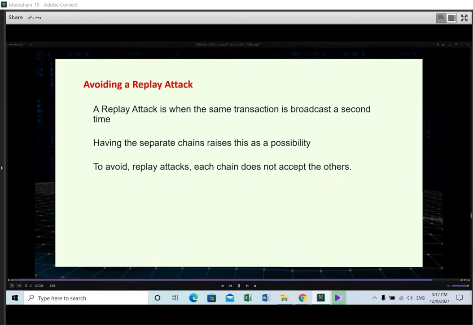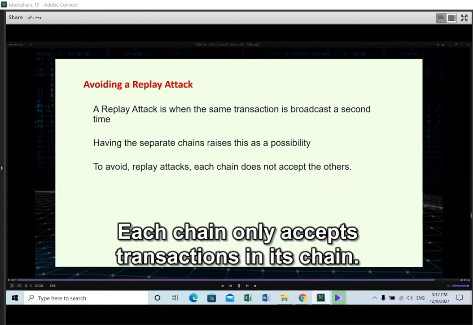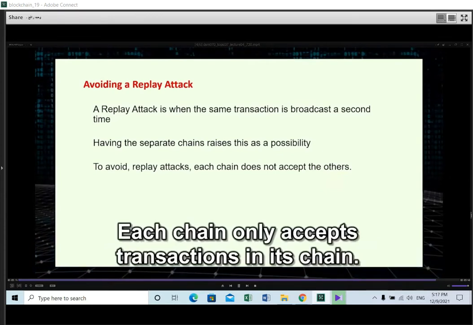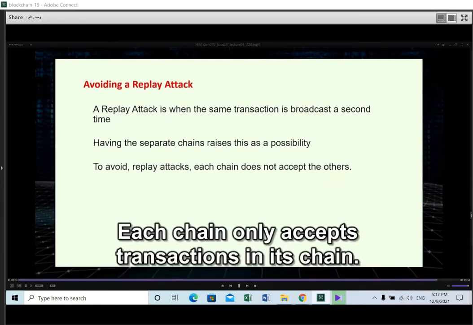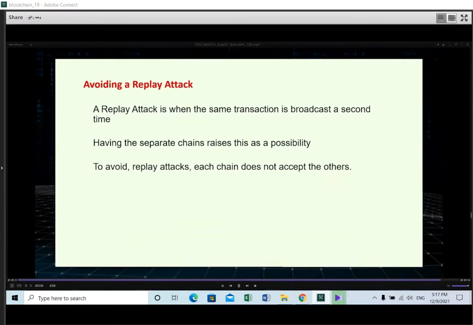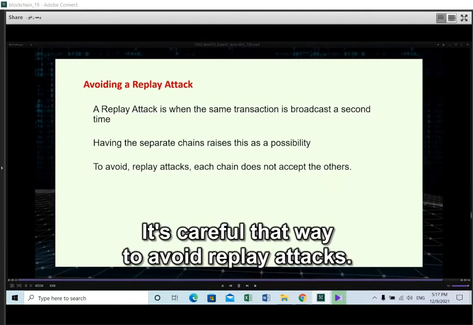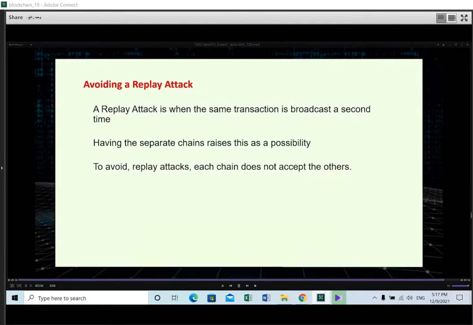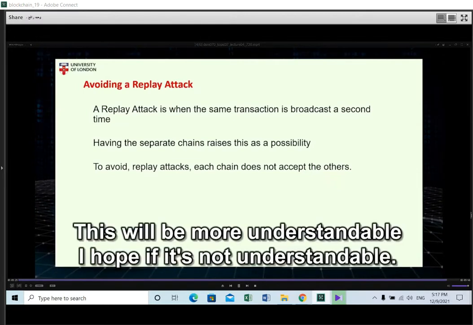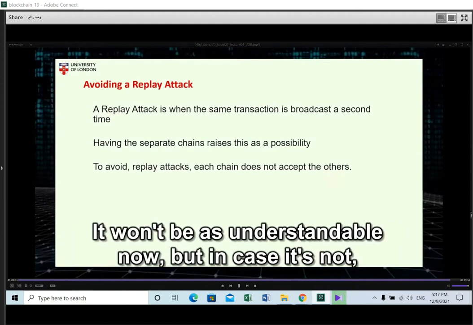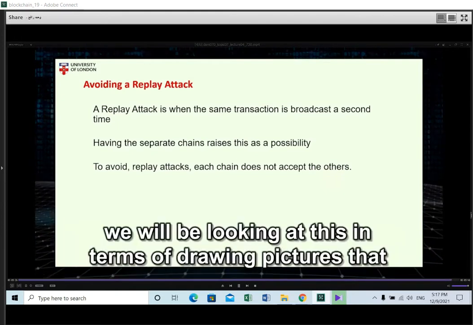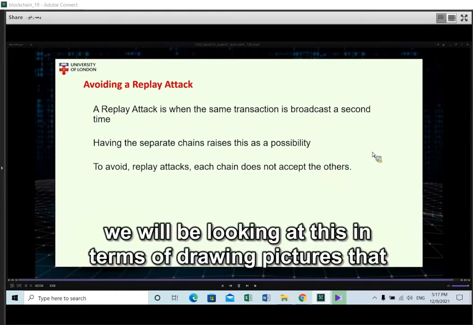Okay, so each chain only accepts transactions in its chain. So it's careful that way to avoid replay attacks. We'll see. This will be more understandable, I hope. If it's not understandable, I'm hoping it's understandable now. But in case it's not, we will be looking at this in terms of drawing pictures that I think will make it easier.